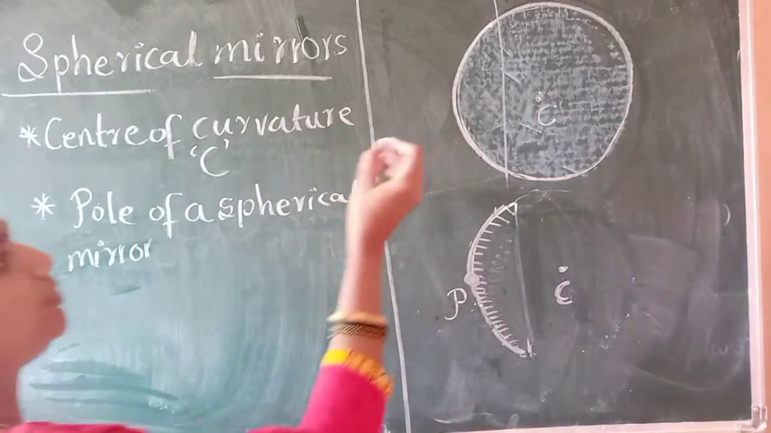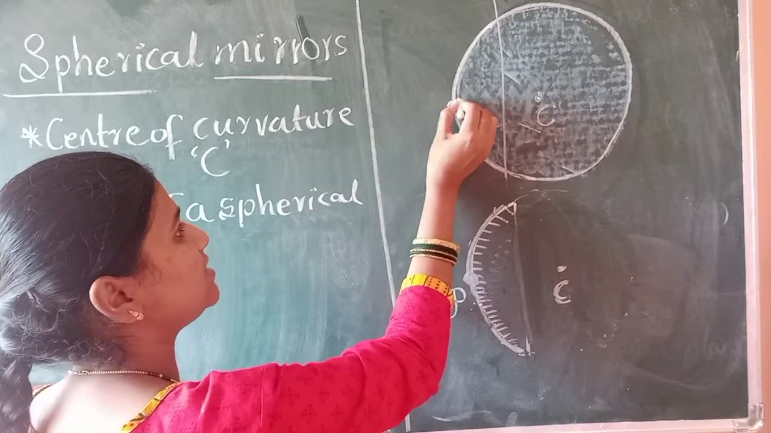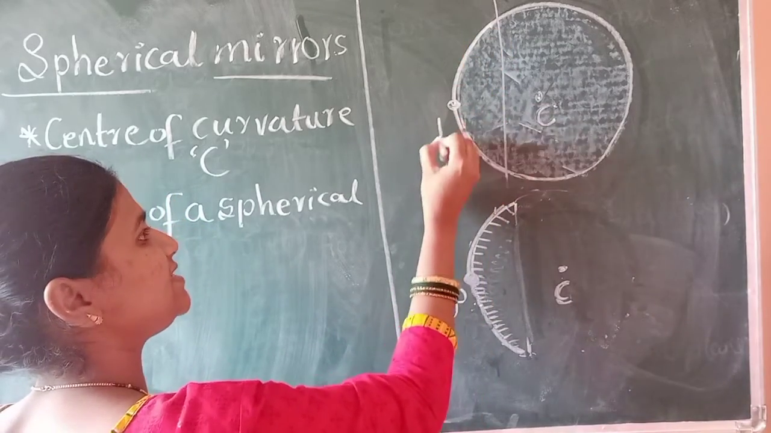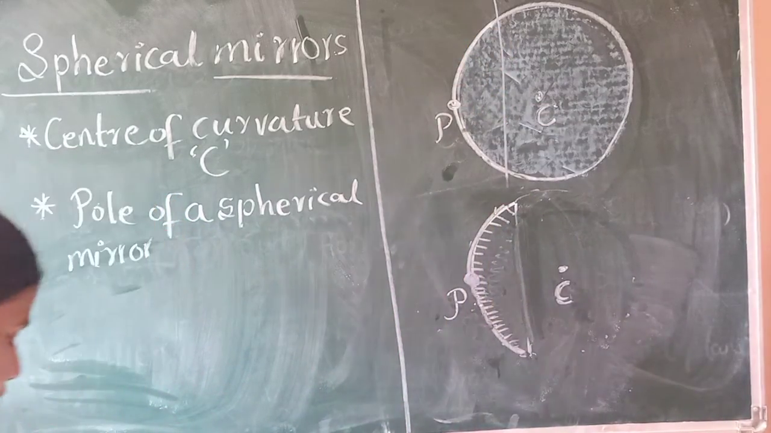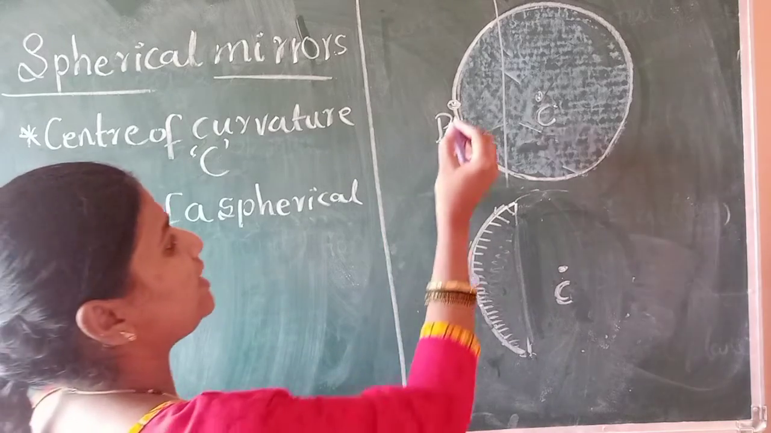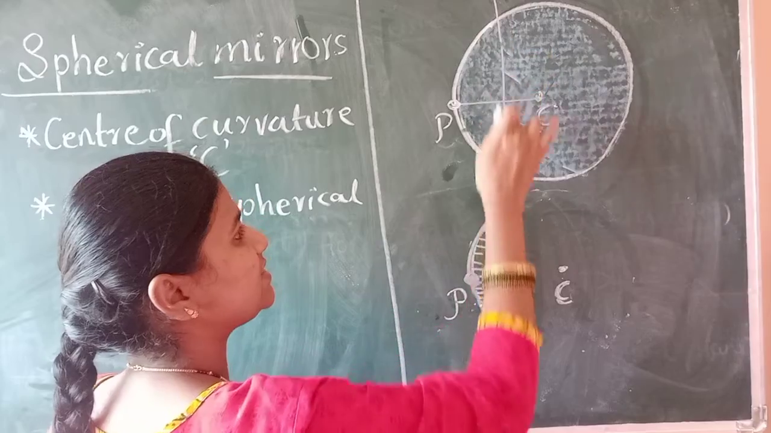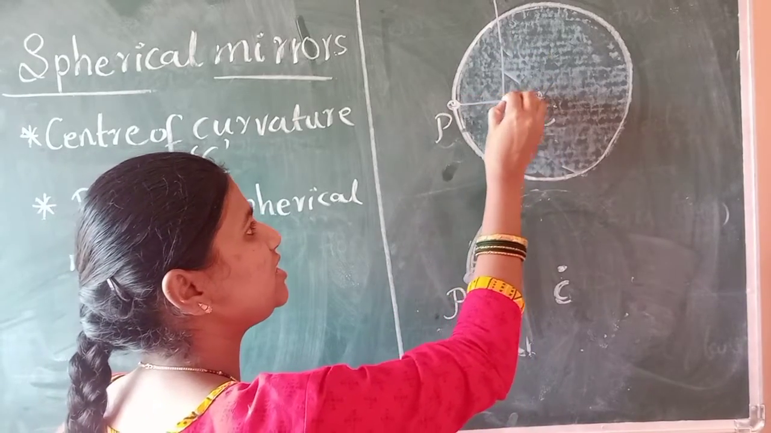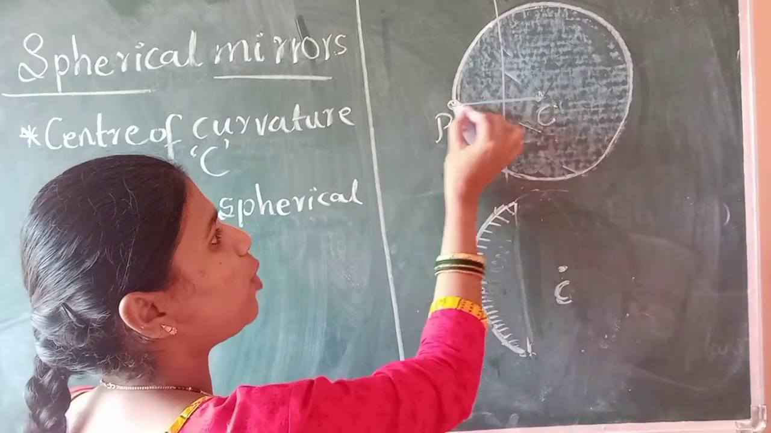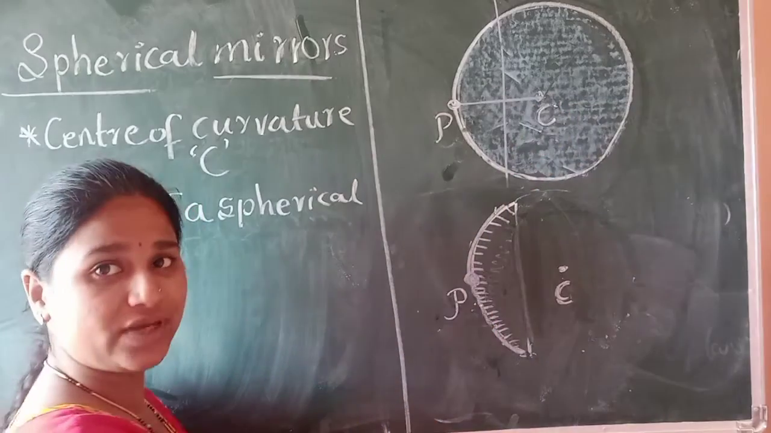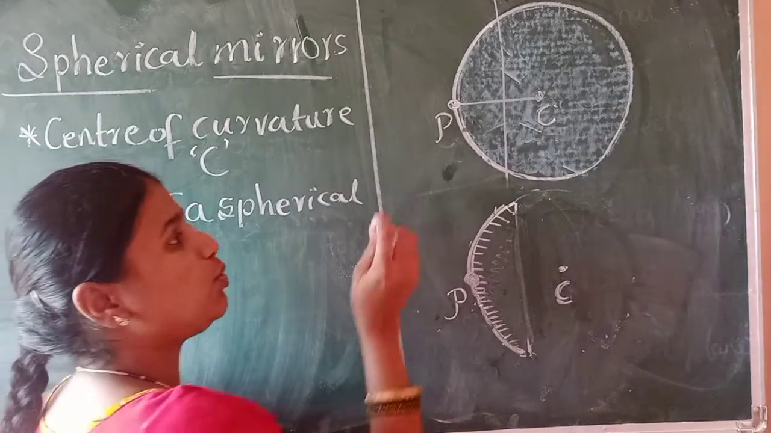So here also we will do the same. This is the pole we can consider. This is a spherical surface. This is a pole. Now, when I draw an imaginary line between the pole and the center of curvature, okay, what will we get?